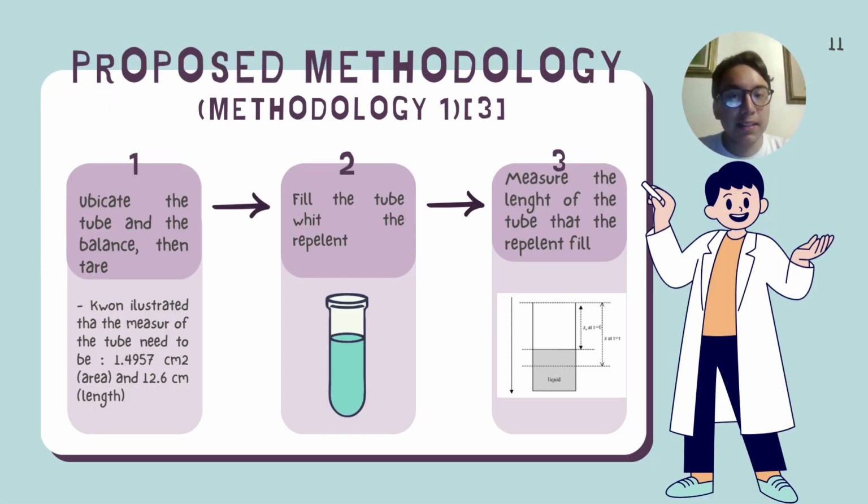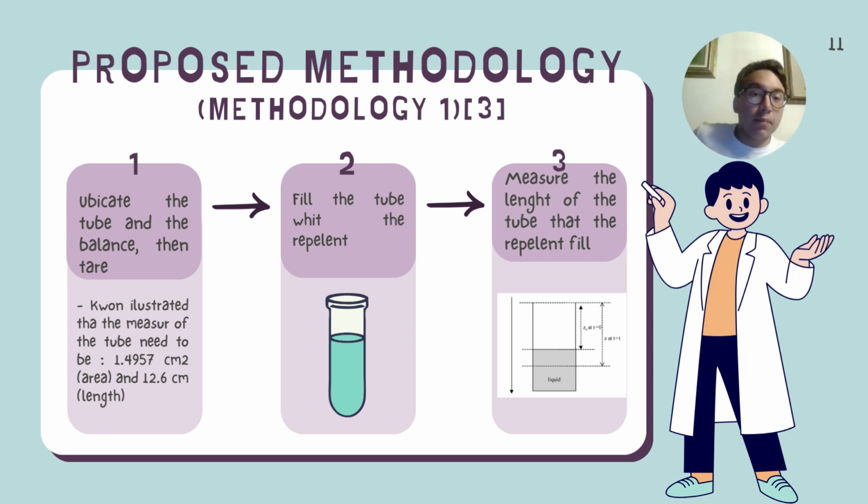These are the steps that we need to follow in order to deliver our proposed methodology. First, we need to locate the tube and the balance, and then we need to turn on the balance. Juan suggests that the measures of the tube need to be 1.49 centimeters for area and 12.6 centimeters for length. Then we need to fill the tube with the repellent, and then we need to measure the length of the tube that the repellent fills.